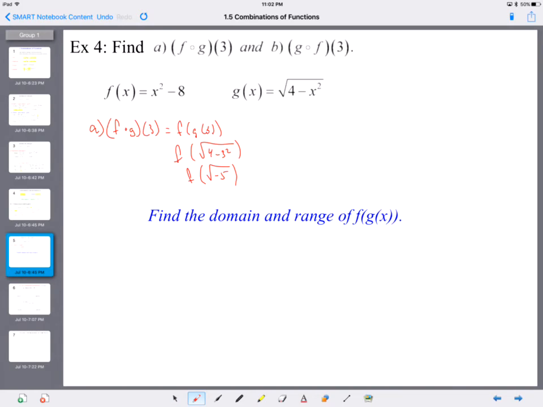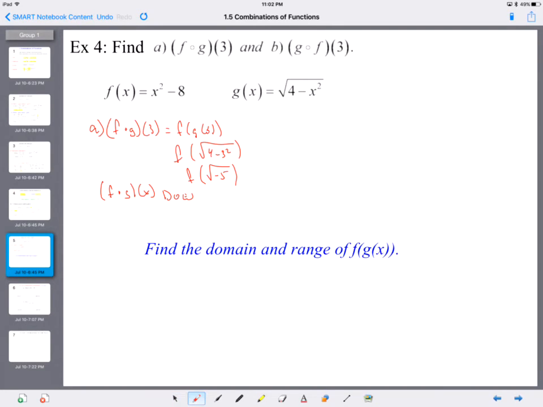This is not going to work because when we plug that value into f, it doesn't exist in terms of real numbers. So f of g of 3 does not exist. And that's because 3 is not part of the domain. So let's look at the second one. What if we switch it around? Does that mean it's not going to exist if we do g of f of 3?